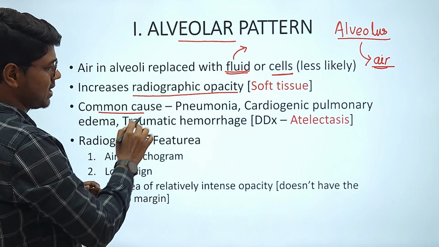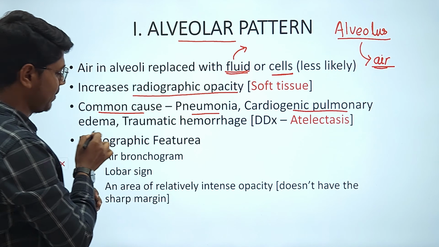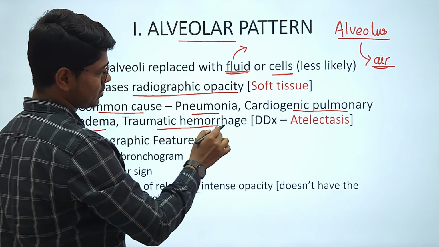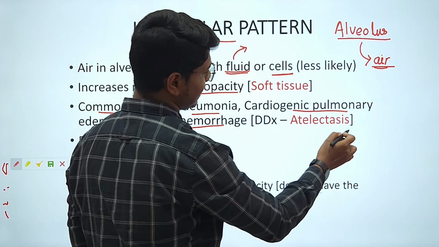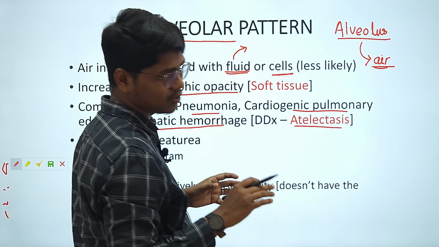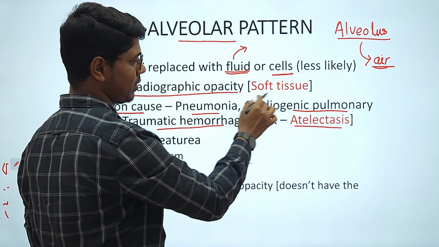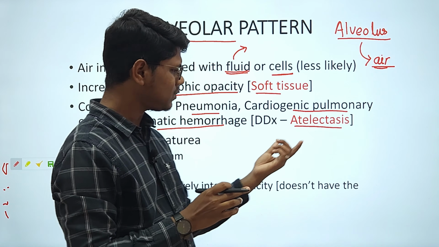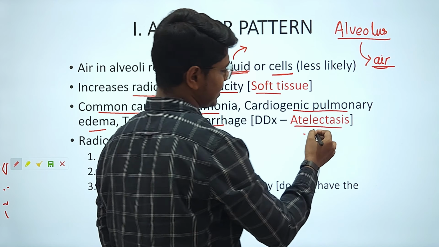The common causes are pneumonia. I have told about cardiogenic pulmonary edema in the previous class, that is the cardiovascular system. Traumatic hemorrhage also can produce this type of lesion. The only differential diagnosis is atelectasis. In atelectasis also you will find increase in opacity or soft tissue opacity of a particular lung lobe or particular lung side. In case of atelectasis you will find mediastinal shift.